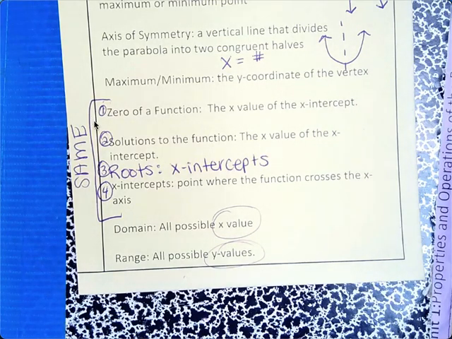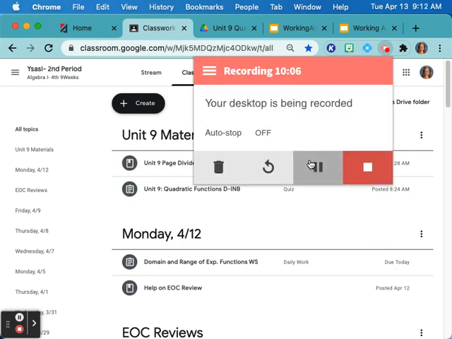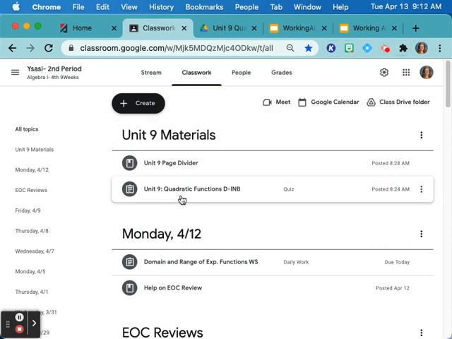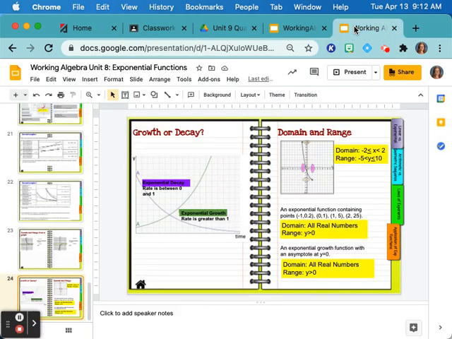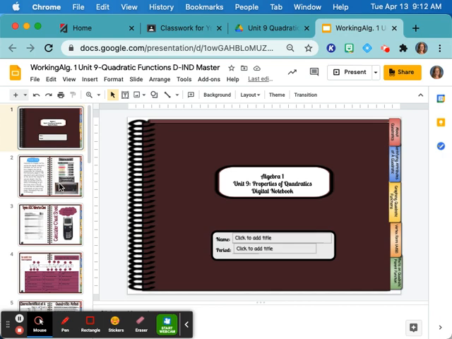Okay, go ahead and glue this in and then open up your new digital interactive notebook that I put on Google Classroom. So let's look at your Unit 9 quadratic functions, DI and B. Go ahead and open that up. We're done with exponential functions. You need to make sure that you have all the slides completed, pictures uploaded, and turned in today. Now we're on quadratic functions. So go ahead and open that up. It has a maroon cover.